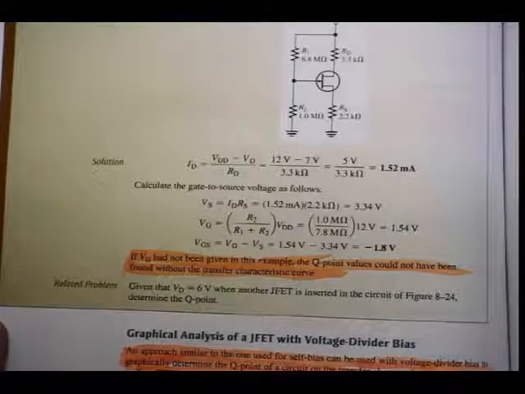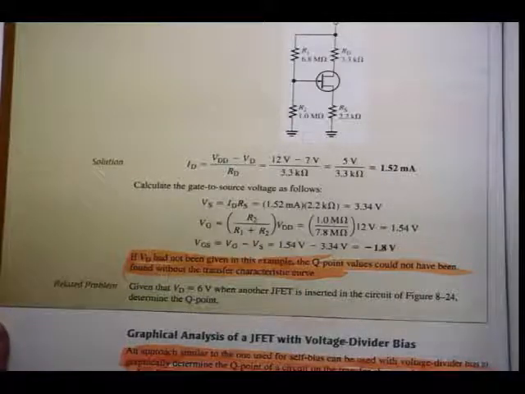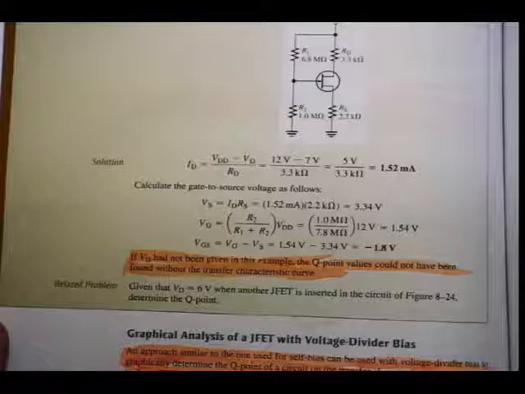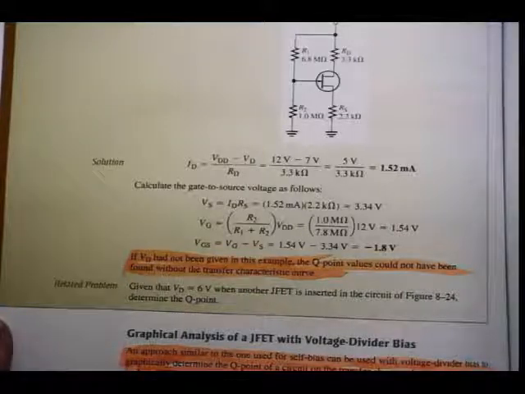I can just stress again, remember that calculations in this textbook are not accurate to 3 decimals. You have to do it accurately to 3 decimals and express your answers in engineering notation. Then I can calculate the gate to source voltage. VS is equal to ID times RS, 3.34 volts. VG using the voltage divider formula, 1.54 volts. Then VGS is VG minus VS, and I see I get my negative voltage as it should be for reverse biasing between the gate and the source, minus 1.8 volts.